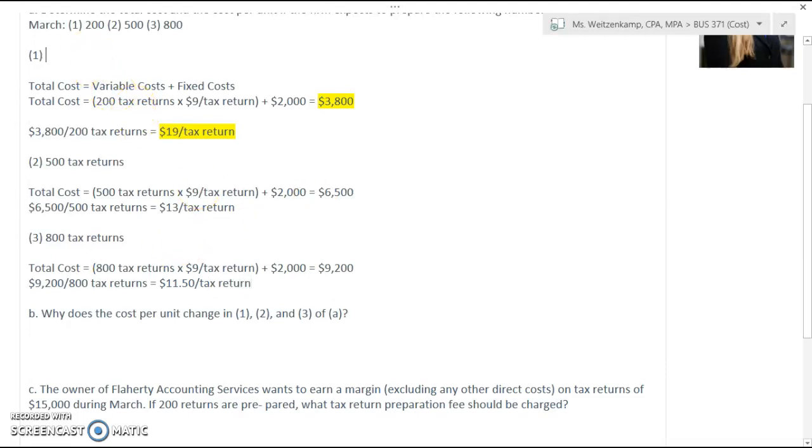So when we were producing 200 tax returns, we have a total cost of $3,800 and a cost per unit of $19. When we are assuming we produce 500 tax returns, our total cost was $6,500. Our cost per unit is $13. When we are assuming 800 tax returns, our total cost is $9,200 and our cost per tax return is $11.50.